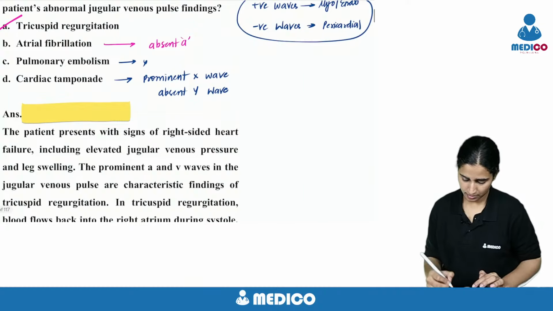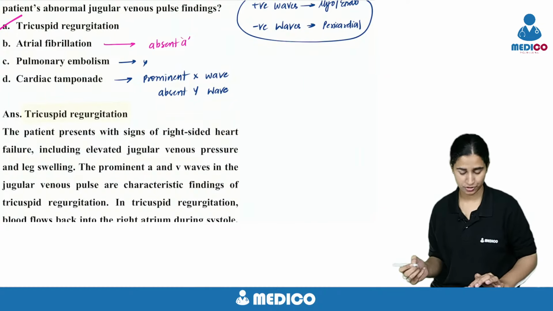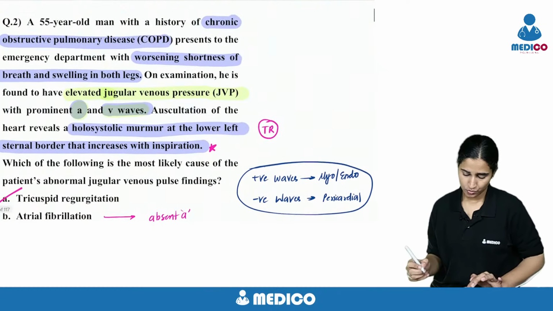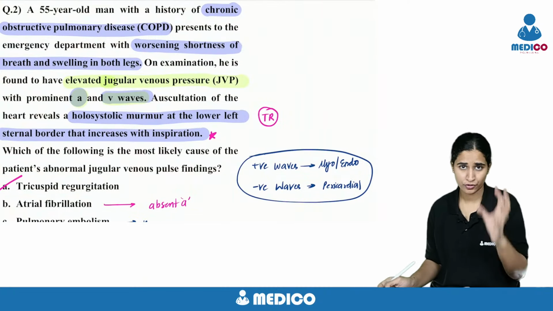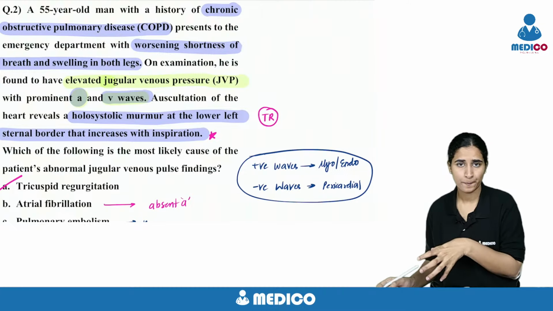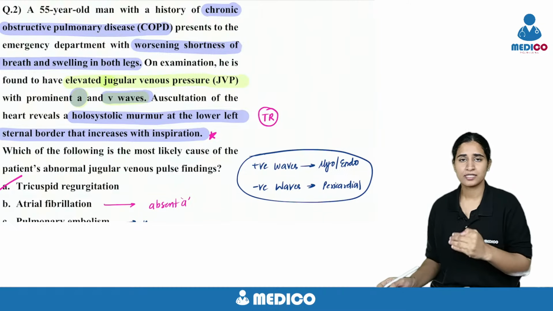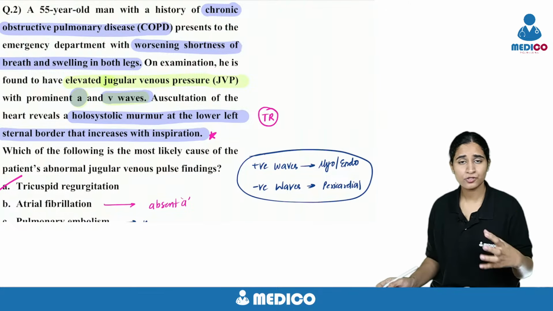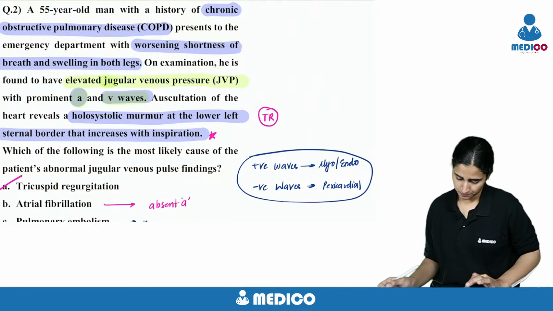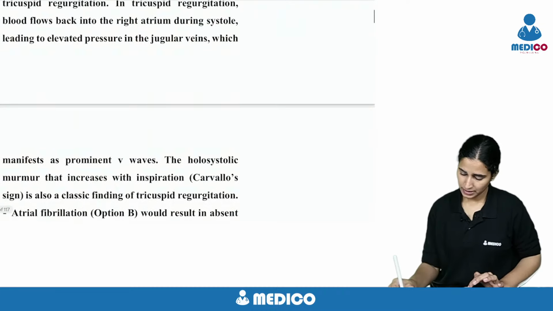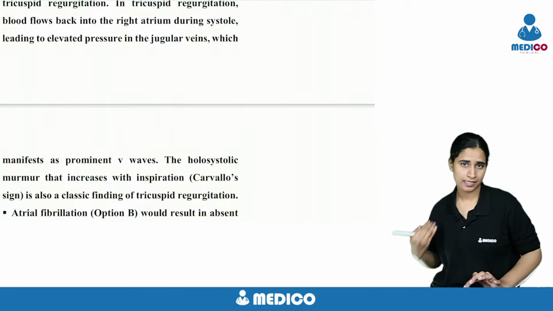So what is the answer? It is tricuspid regurgitation. This case is a case of chronic obstructive pulmonary disease, because of which this patient probably has chronic pulmonary arterial hypertension. Because of that, he may have developed tricuspid regurgitation. So we'll see the other things about JVP.